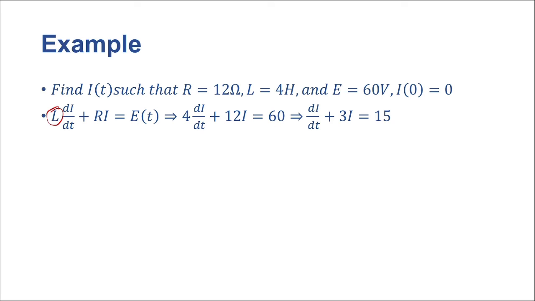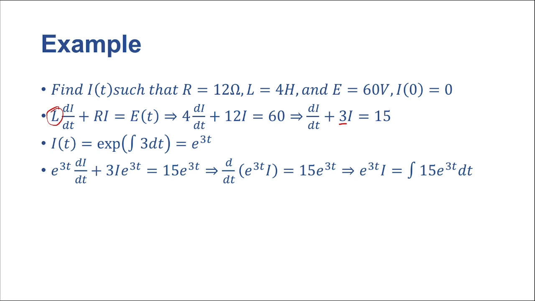Now we're going to have a really nice easy integration constant. As you can see, it's just going to be 3. So we get the integrating factor as the exponential of the integral of 3 dt. That's one of the easiest integrals we could possibly do. We get e to the 3t as our integrating factor. So we're going to multiply everything by e to the 3t. We get e to the 3t di/dt plus 3i e to the 3t is equal to 15 e to the 3t. Okay, we're getting used to recognizing the product rule. So we get d/dt of e to the 3t times I is equal to 15 e to the 3t.